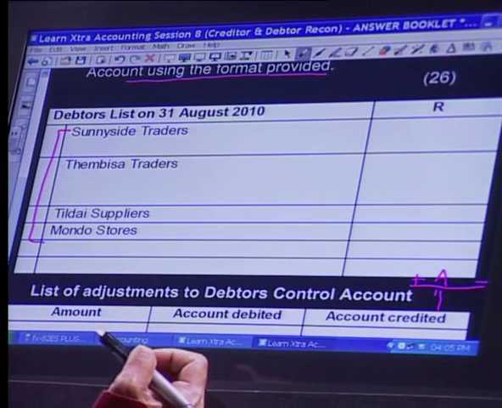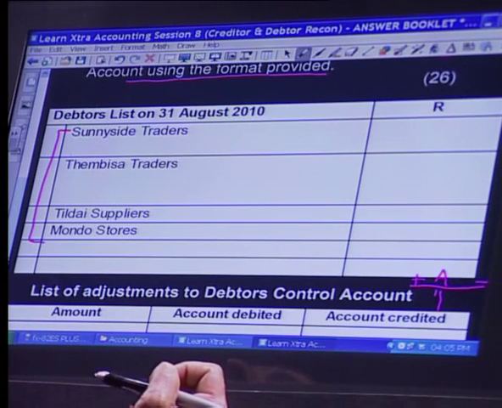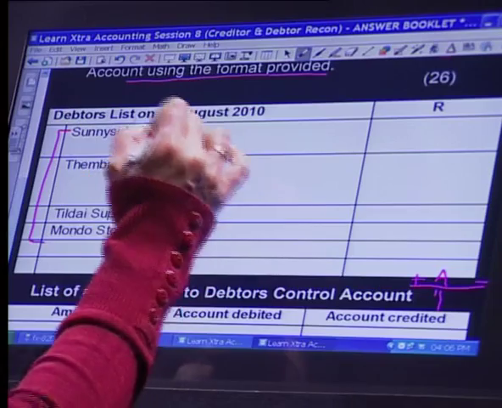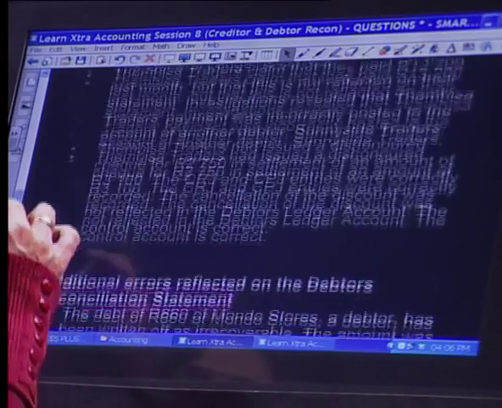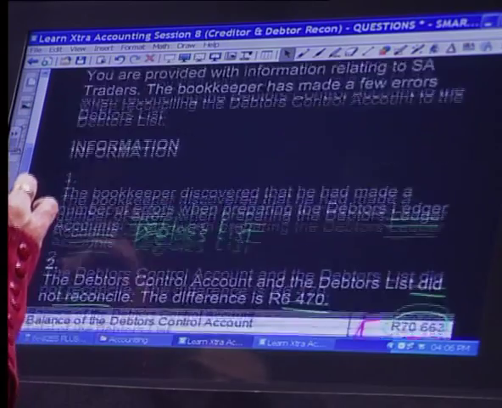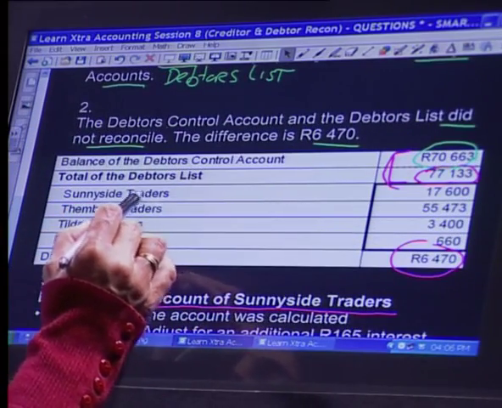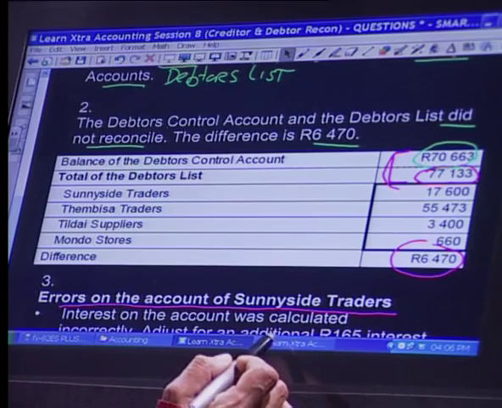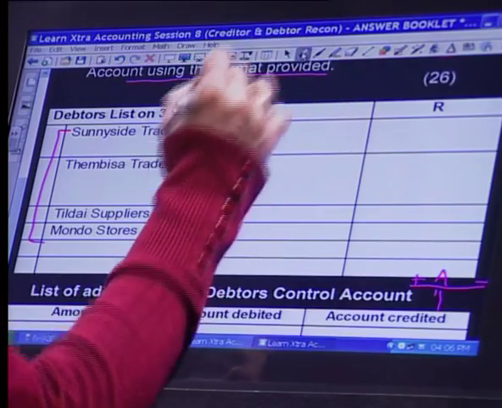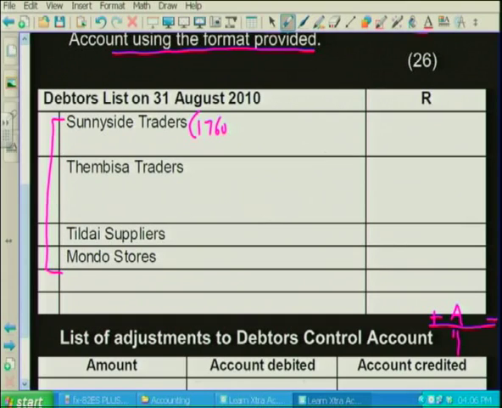Let's start with our debtors list, and we're starting off by bringing down amounts in brackets, because we know in accounting how important your brackets are, because that's where we can earn our part marks. So let's now start with Sunnyside Traders. I'm going to open brackets and I want to go to my information. Okay, there's our information. Sunnyside Traders, before any corrections, was owing us 17,600. So let's bring that down in brackets, 17,600.